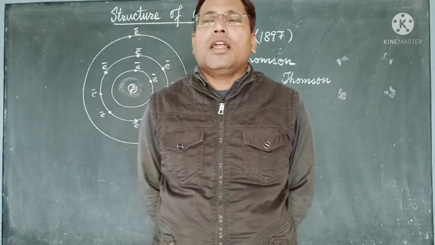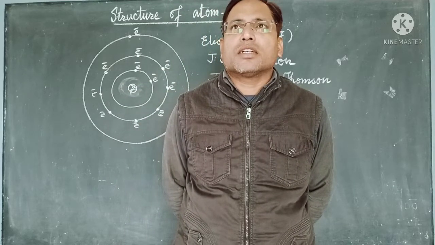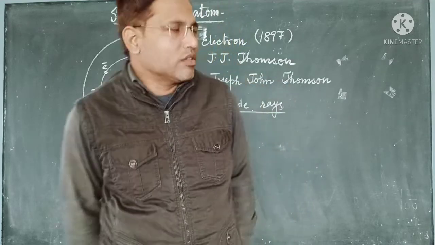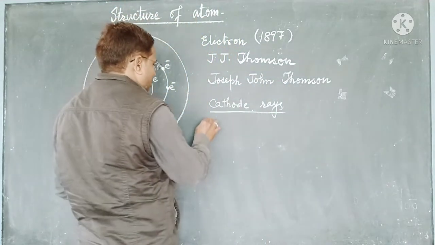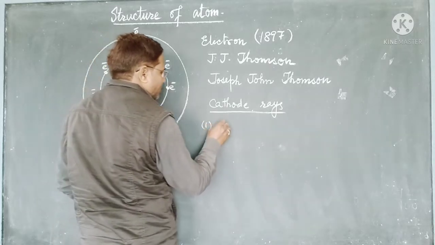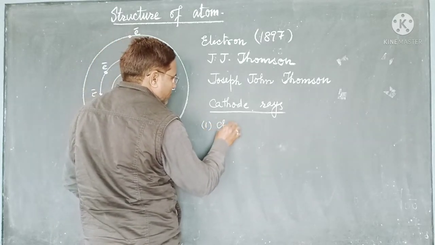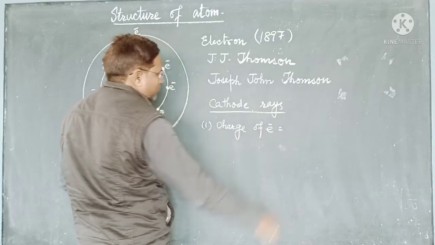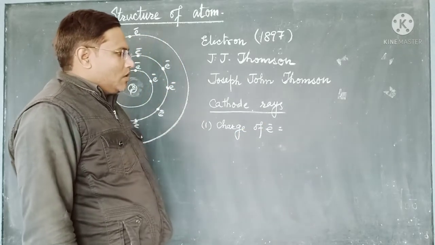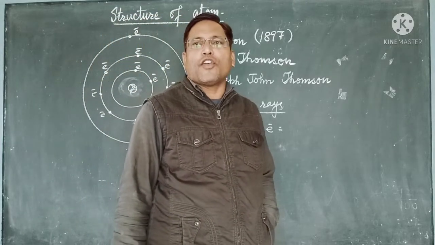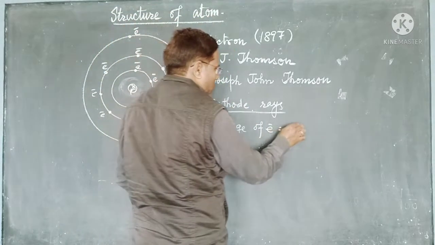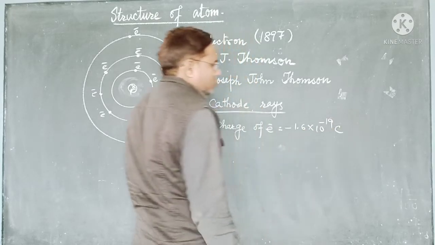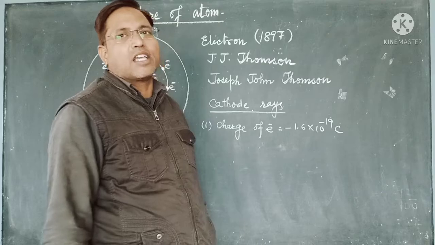These electrons have certain characteristics. We will go through them one by one. For example, we will see the charge of the electron. The absolute charge of an electron is minus 1.6 into 10 to the power minus 19 coulomb. This coulomb is the SI unit of charge.